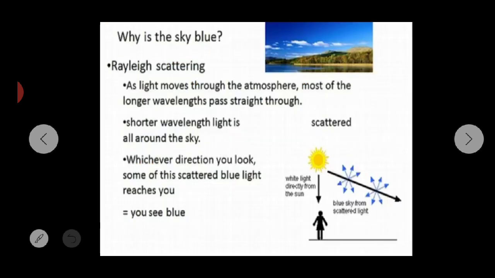Now you can all see that our sky is blue in color. As the light moves through the atmosphere, most of the longer wavelengths pass straight through. Shorter wavelength light is scattered all around the sky. Whichever direction you look, some of the scattered blue light reaches you, so you see the sky to be blue. You will understand this concept once you see the video which is coming up next.